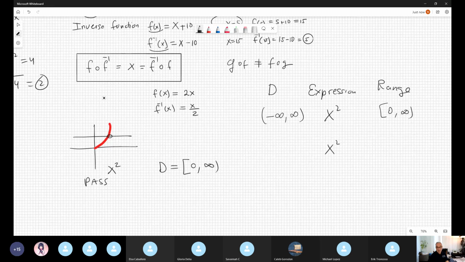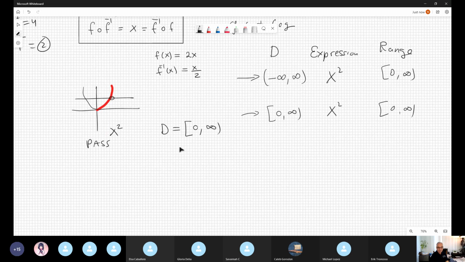However, I discovered that this function is not one-to-one, because it's the complete parabola. However, if you restrict the domain to [0, infinity), so only positive values, the range stays the same, and this new function is one-to-one, it is invertible. This is the reason that for some functions you need to apply some restriction in order to define the inverse function.